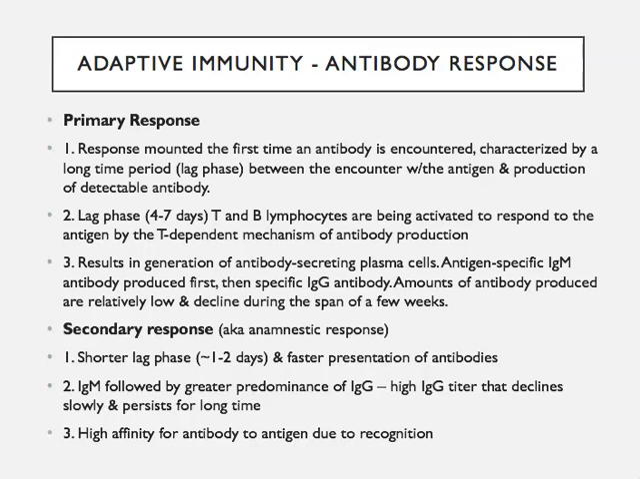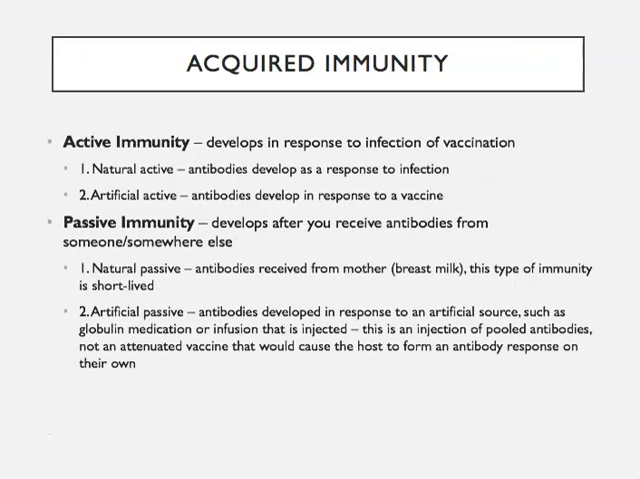There's high affinity of the antibody for the antigen due to that recognition. The body's already been exposed to the foreign antigen once. It starts producing those memory cells, so that when it's introduced to that foreign antigen again, the antibodies your body has produced have a high affinity for those foreign antigens.